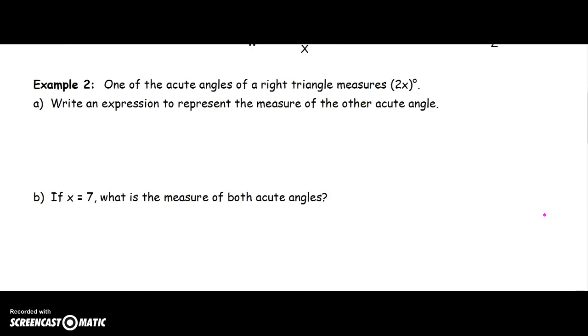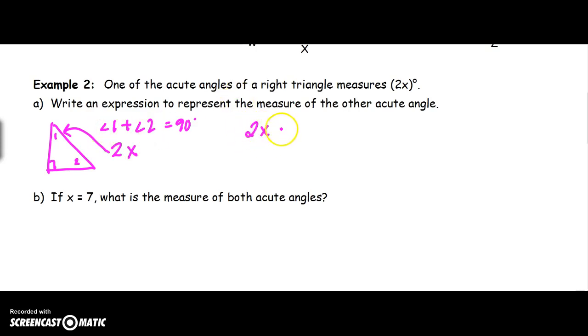In example 2, it says one of the acute angles of a right triangle measures 2x. Write an expression to represent the measure of the other acute angle. If you remember, we have the corollary, which means the other two angles of your right triangle have to add to 90. So angle 1 plus angle 2 is equal to 90 degrees. We know one of them measures 2x, so let's say angle 1. Let's substitute that into angle 1. So we would say 2x plus angle 2 is equal to 90.